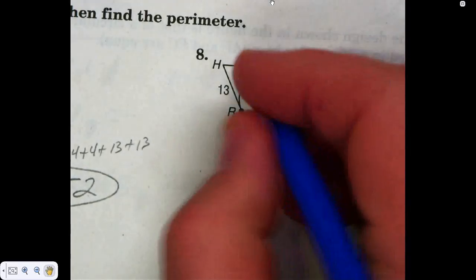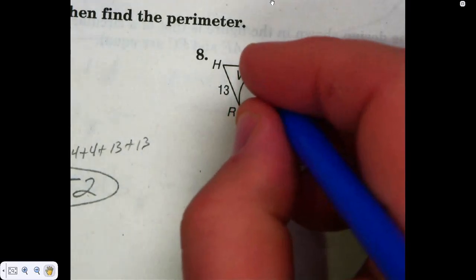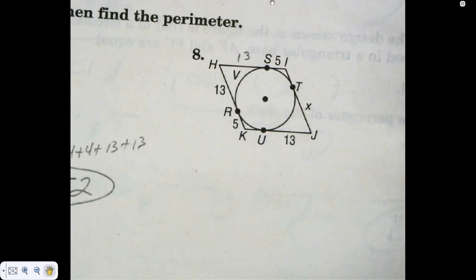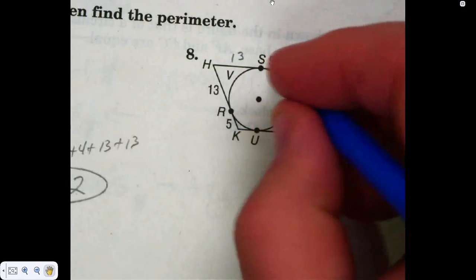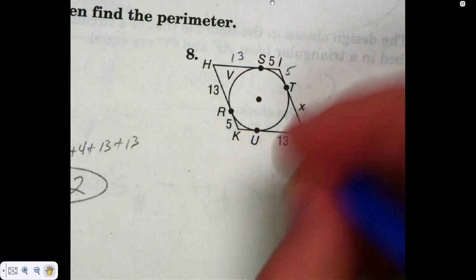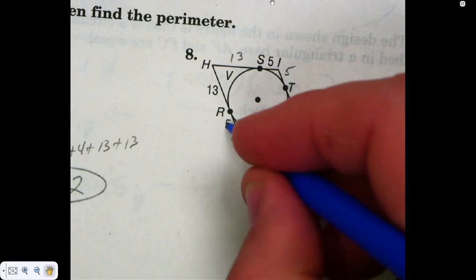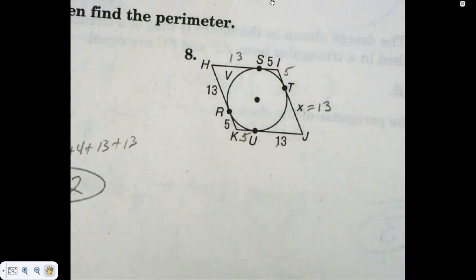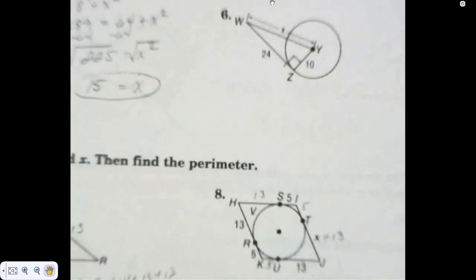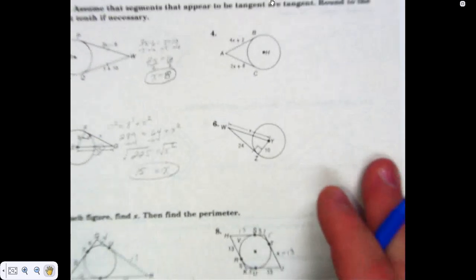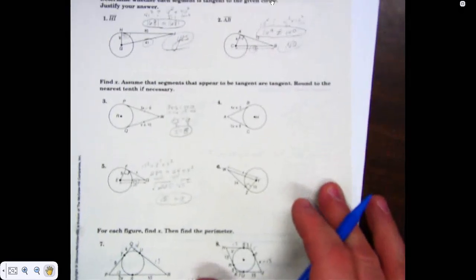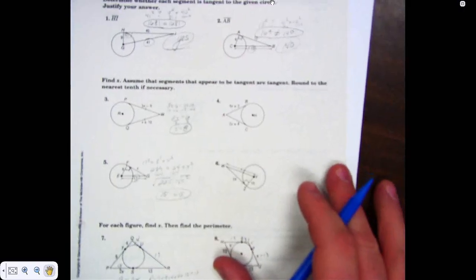Is this any different? No. It just has how many? 4. It's a 4-sided figure now. So that's 13. This is 5. This is 5. This is x, but x is actually equal to what? 13, because this is 13. This is 5, because this is 5. You can find everything, can't you? This stuff isn't so bad, is it? I mean, like I said, dreams do come true.